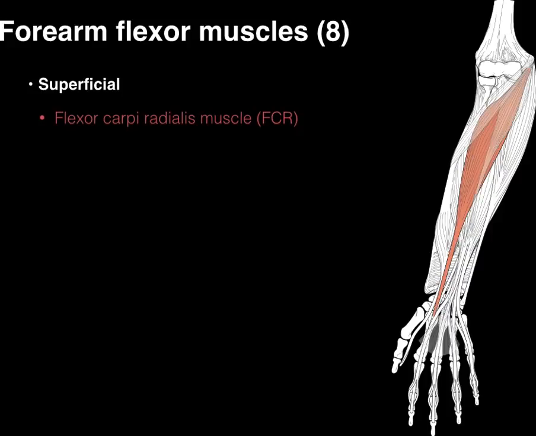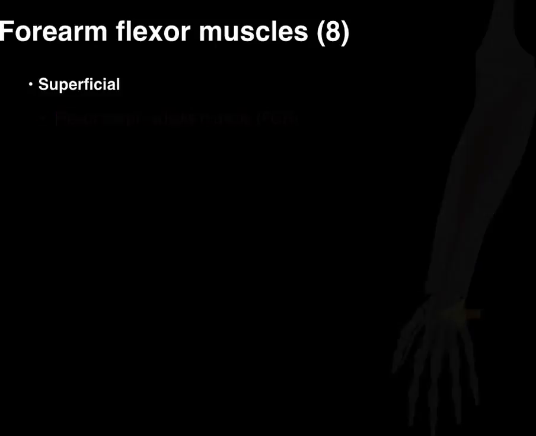Now the next is the flexor carpi radialis muscle, FCR for short. It comes from the medial epicondyle, and then, since it's in the anterior compartment, it's a flexor, and it comes down to the carpus. It's the base of the second and third metacarpal on the radial side, hence the name flexor carpi radialis muscle. And this is going to flex the wrist.